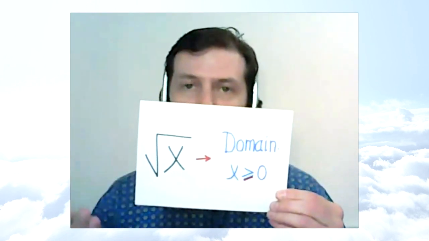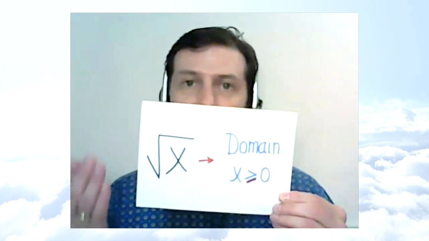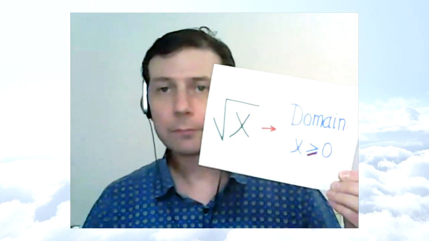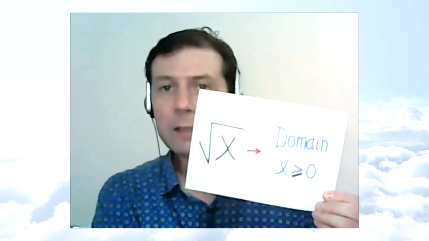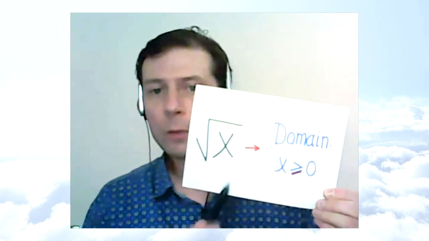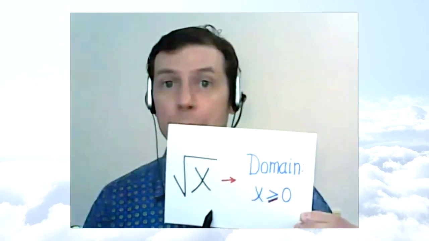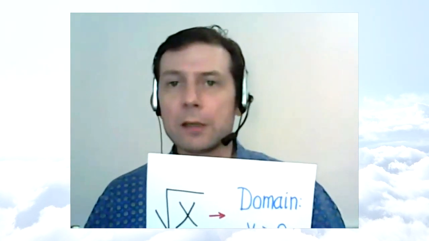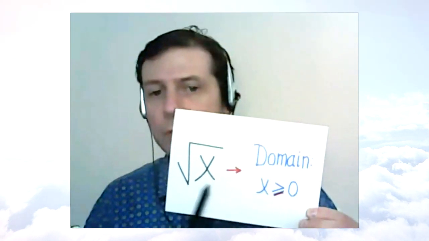The domain is x greater than or equal to 0 if you have the square root of x. Under the square root should be something which is always greater than or equal to 0, right? That's why this is the first case. If you have a linear function, the domain is just all real numbers. But for roots, this kind of case, okay?